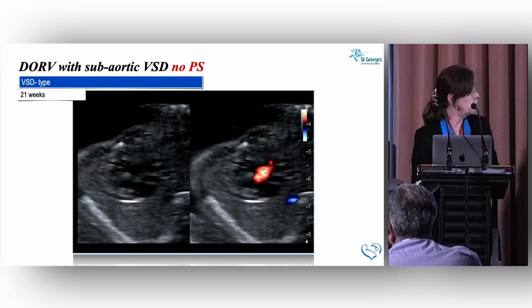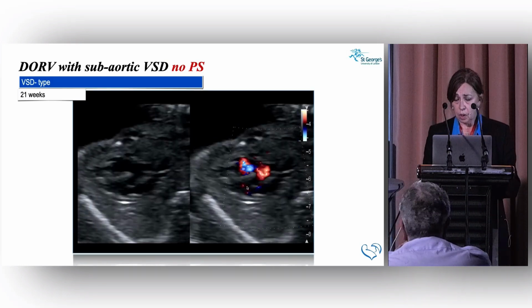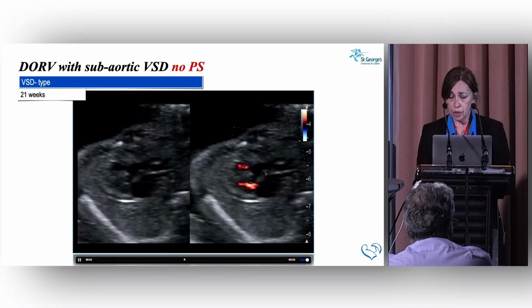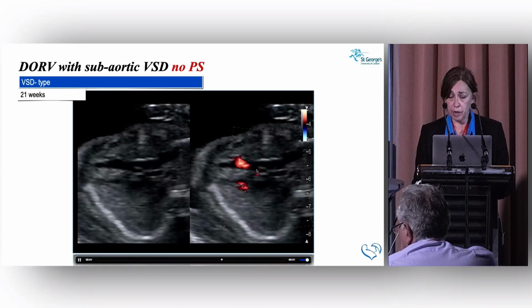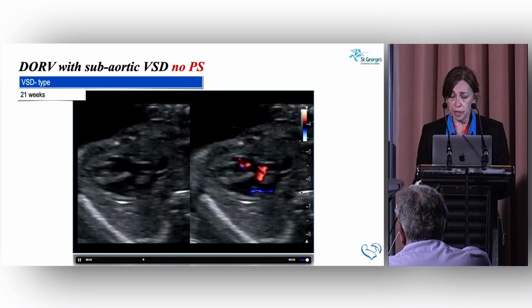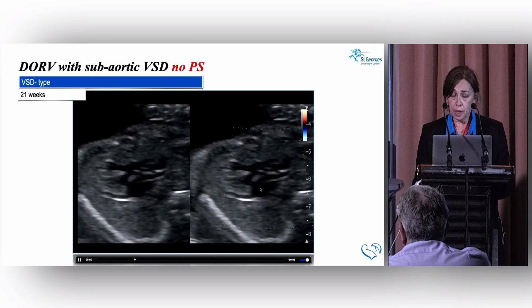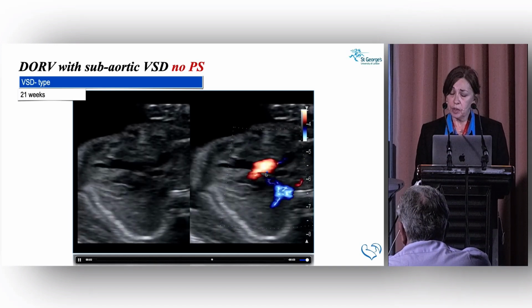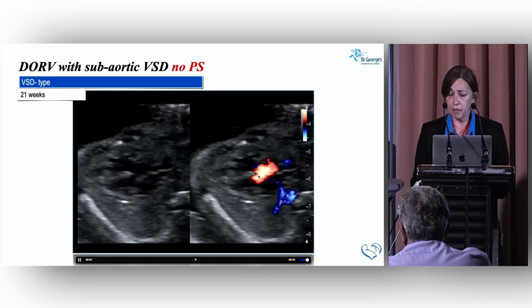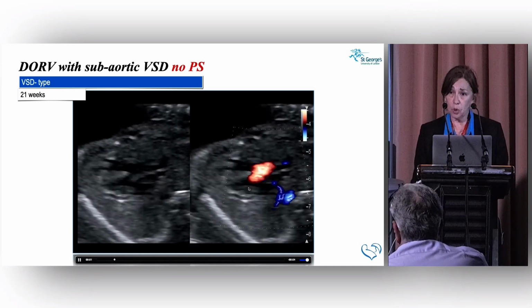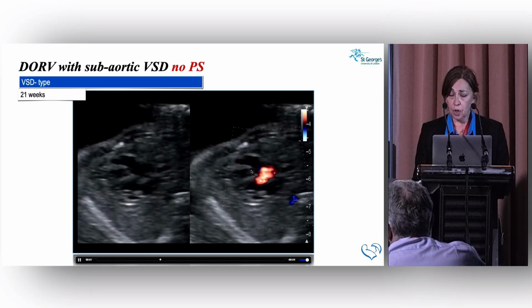If we look at the color, we see the aortic flow coming predominantly from the left ventricle, and the pulmonary. And if you see here, there's an aberrant right subclavian artery as well in this baby. So this is double outlet with a subaortic ventricular septal defect. The flow is going from the left ventricle to the aorta and is the closest to the VSD. No obstruction.